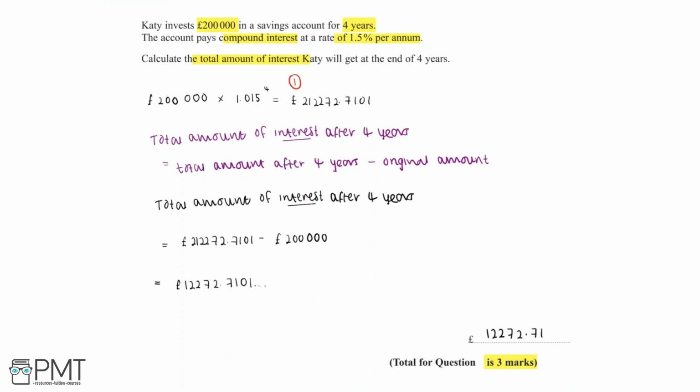We get the second mark for finding out that in order to find the total amount of interest that Katie will get at the end of 4 years, we would have to do the amount of money she had in her account after 4 years, take away the original amount. And we get the third and final mark for getting our correct answer that the total amount of interest that Katie will get at the end of the 4 years is equal to £12,272.71, allowing us to get the full 3 marks needed in this question.